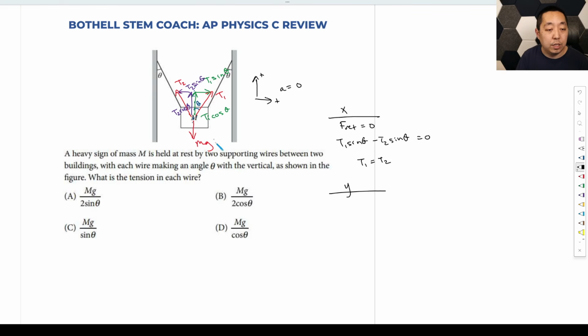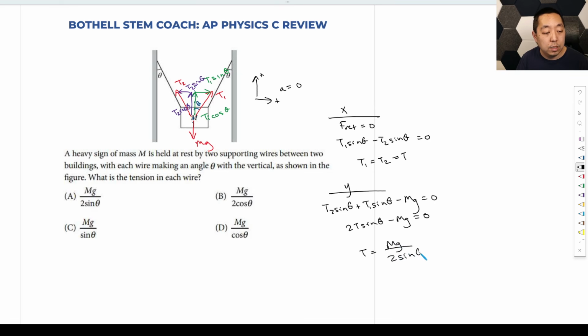In the y direction, upward forces, we have T2 sine theta pointing up, so it's positive. We have T1 sine theta pointing up, so it is positive. We have mg pointing down, so it is negative. That equals 0. We know that these two T's are the same, so we'll just call it T. So this will be 2T sine theta minus mg equals 0, and you can solve for T. It's going to be mg over 2 sine theta.